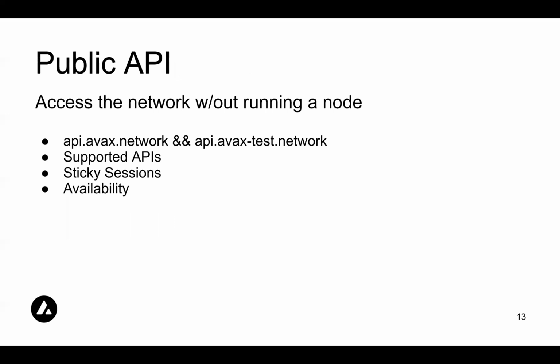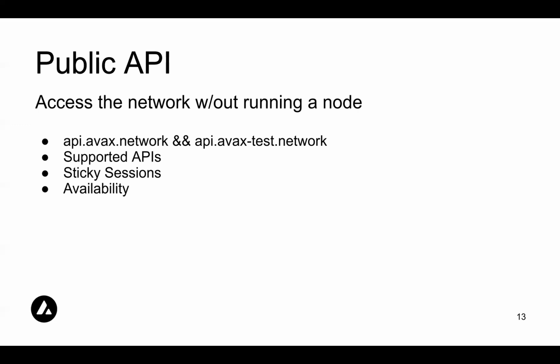There is a public API server that allows developers to access the Avalanche Go Avalanche network without having to run a node themselves. So the public API server is actually several Avalanche Go nodes, and they're behind a load balancer to ensure high availability and high request throughput. The public API server is at api.avax.network, and that's mainnet. api.avax-test.network is for testnet or Fuji.